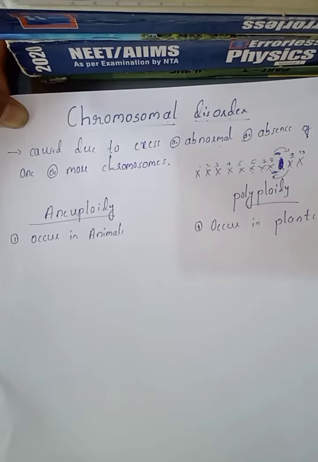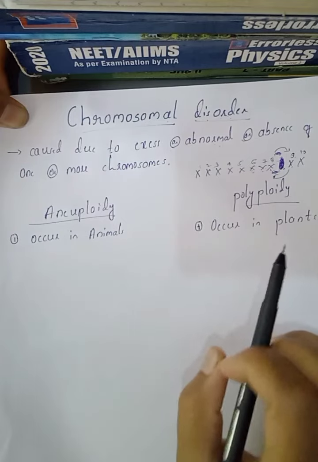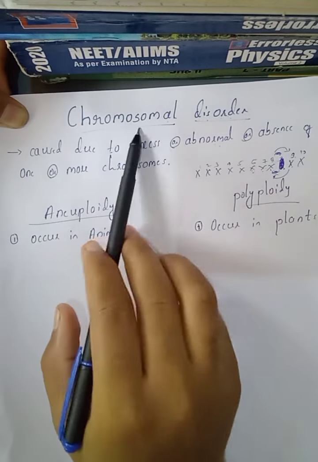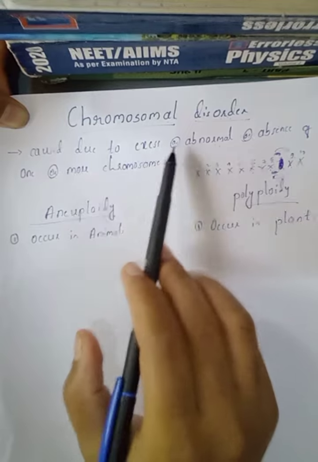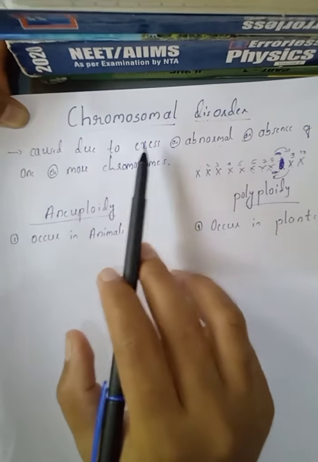Friends, in this video we are going to discuss a chromosomal disorder. I will explain it line by line from NCERT. Here we see that a chromosomal disorder is caused due to the excess, abnormal arrangement, or absence of one or more chromosomes. First we see the one caused due to excess.